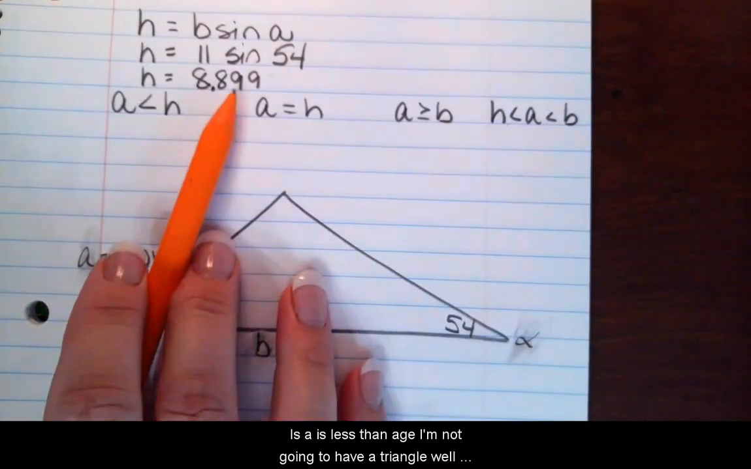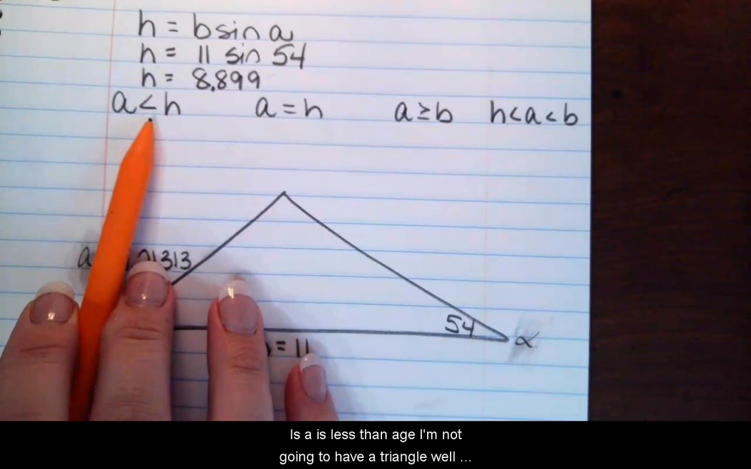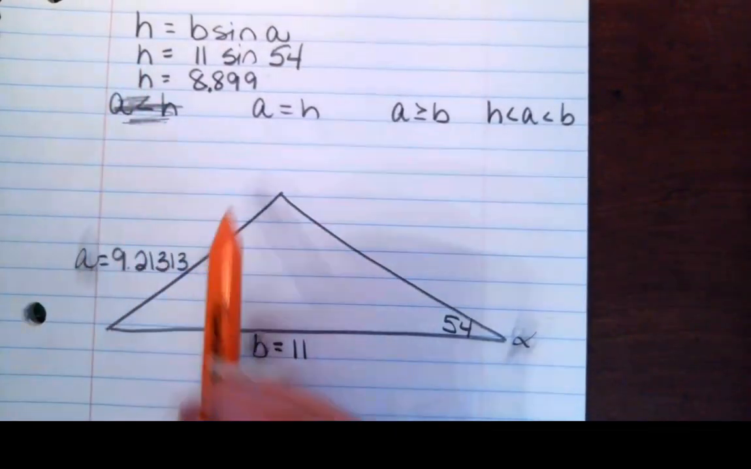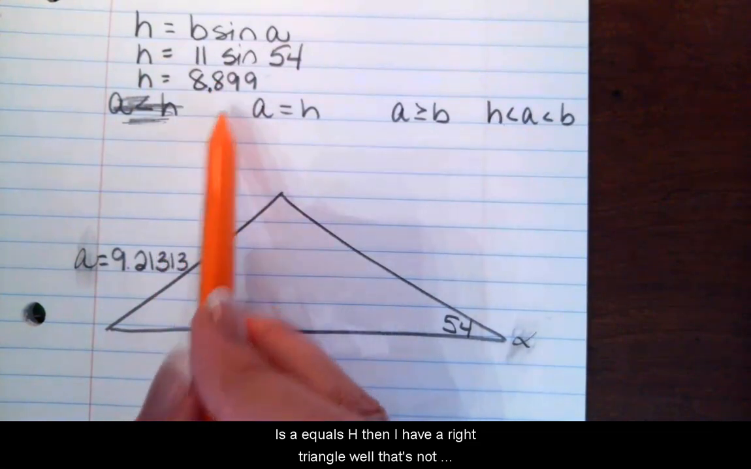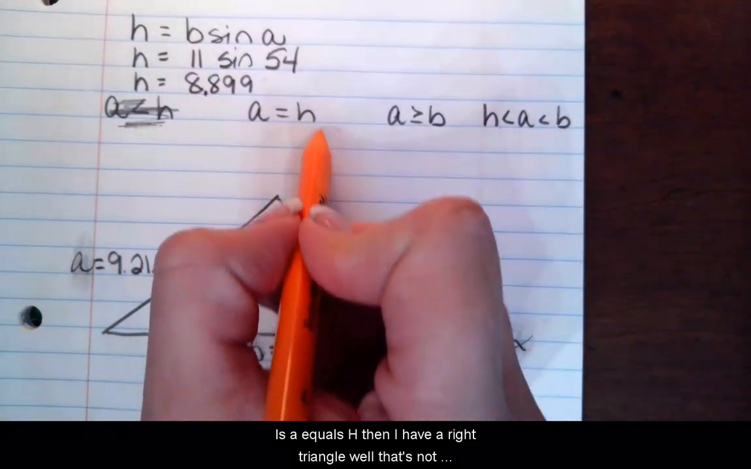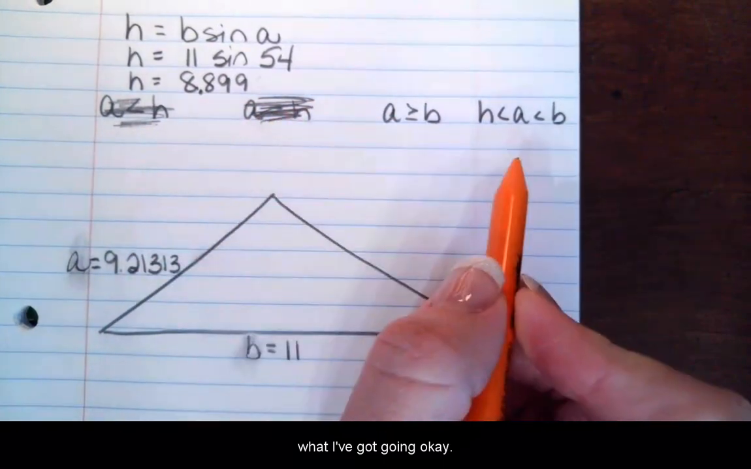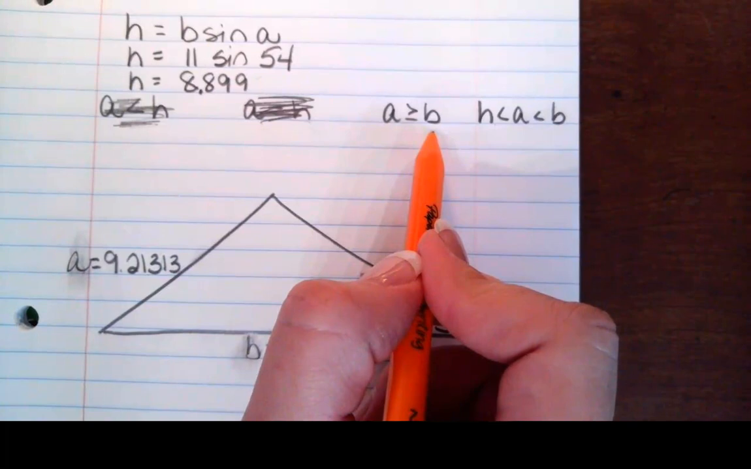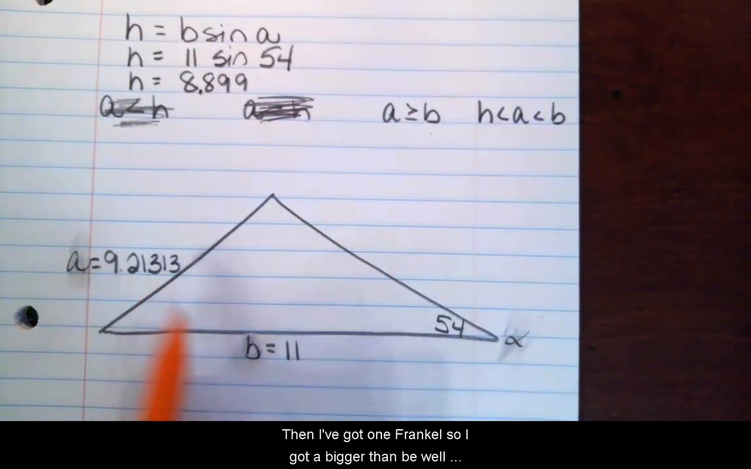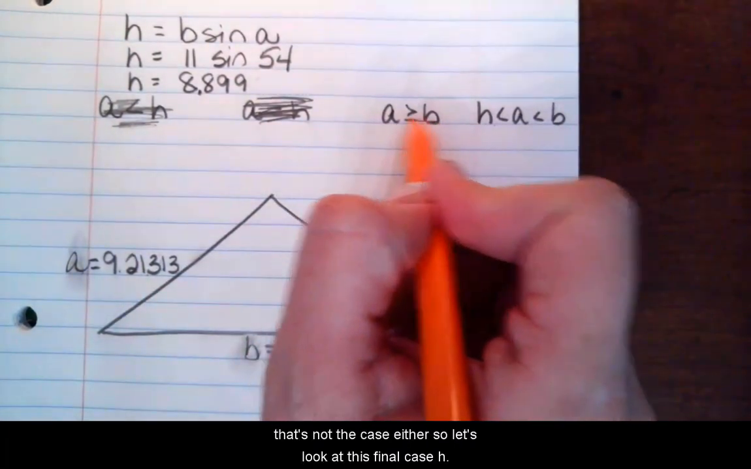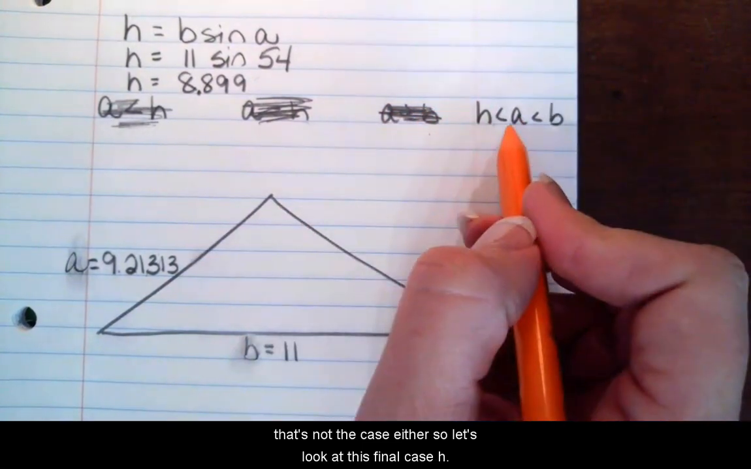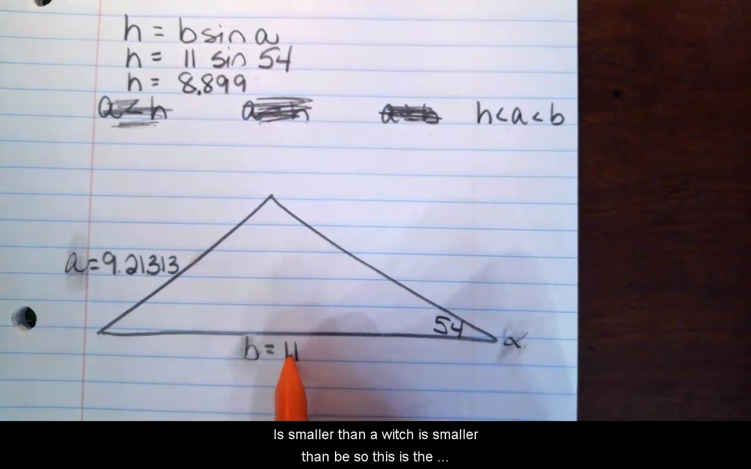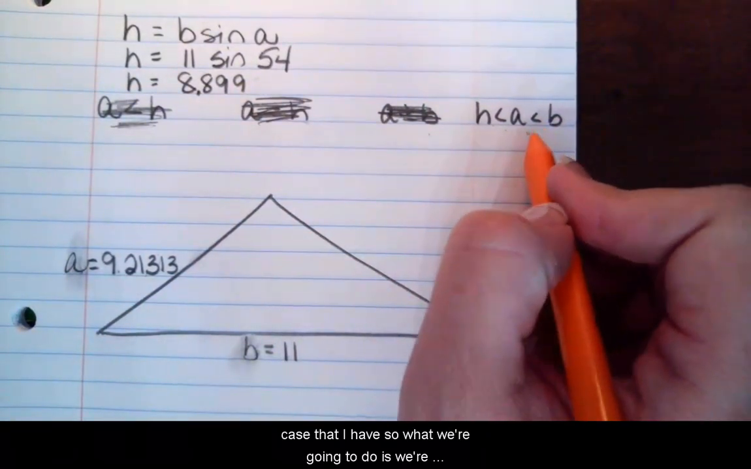If A is less than H, I'm not going to have a triangle. Well, that's not the case that we have. So he's gone. If A equals H, then I have a right triangle. Well, that's not what I've got going on. If A is bigger than B, then I've got one triangle. Well, that's not the case either. So let's look at this final case. H is smaller than A, which is smaller than B. So this is the case that I have.